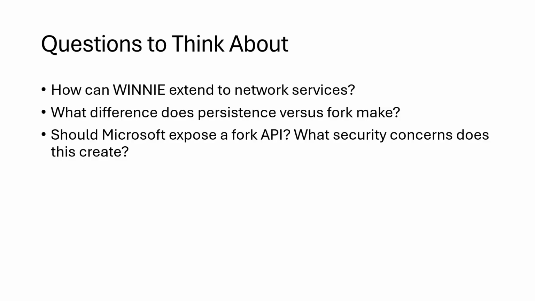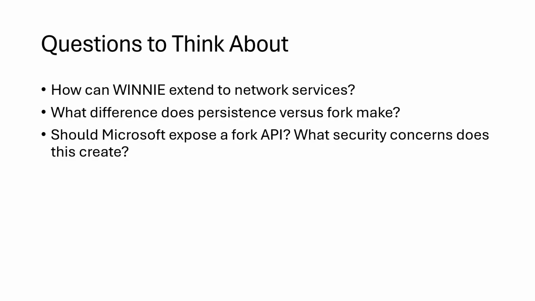Secondly, what's the trade-off between persistence versus fork? Persistence is much faster when it actually works, but fork is much more reliable. If you were building a continuous fuzzing service for Windows applications, what would you use? Could you try using both and maybe fall back to fork when persistence fails? How would you detect when persistence mode is failing?